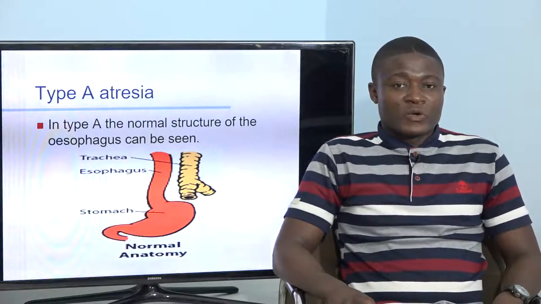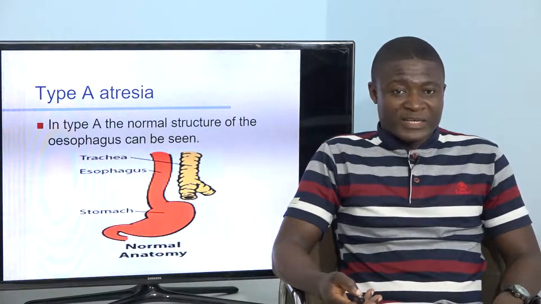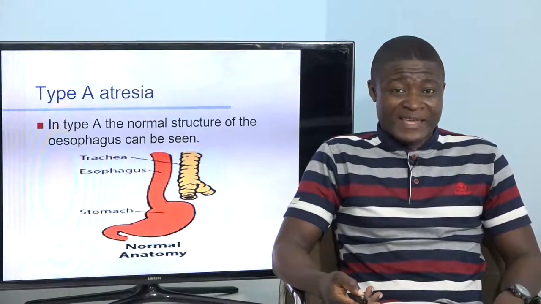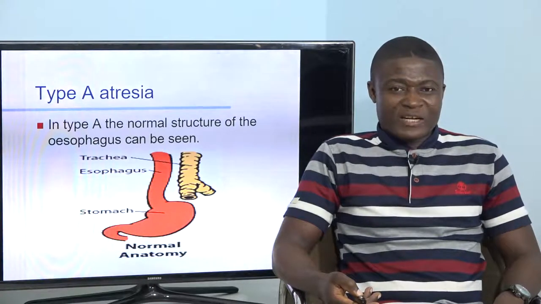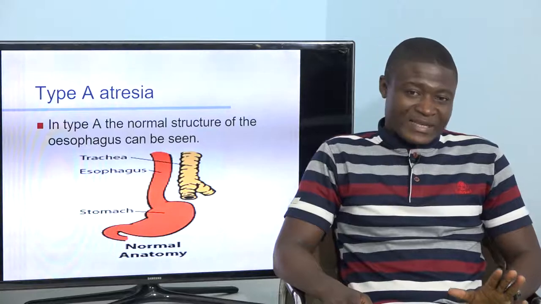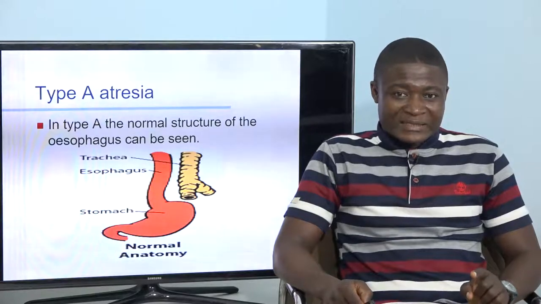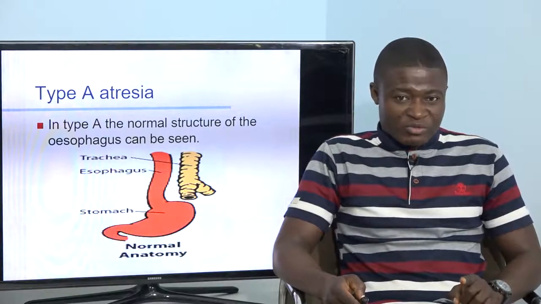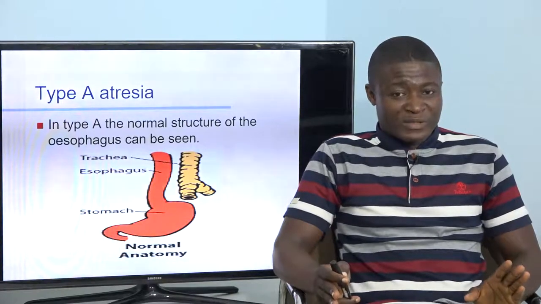All right, so we are going to look at the various types of esophageal atresia. So let's look at type 1 esophageal atresia, or type A esophageal atresia. In type A, the normal structure of the esophagus can be seen. So look at it here. In this case, you can see that the esophagus, everything is normal. You can see that the trachea is there, the esophagus too is there, and there is no connection between them. So this is how normally the oesophagus is supposed to be.